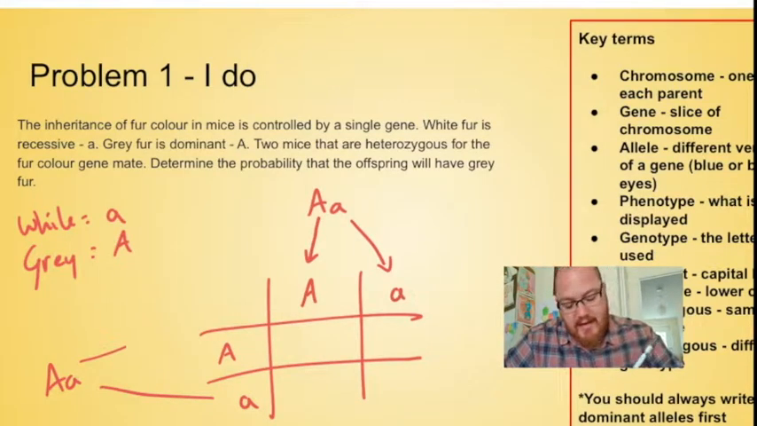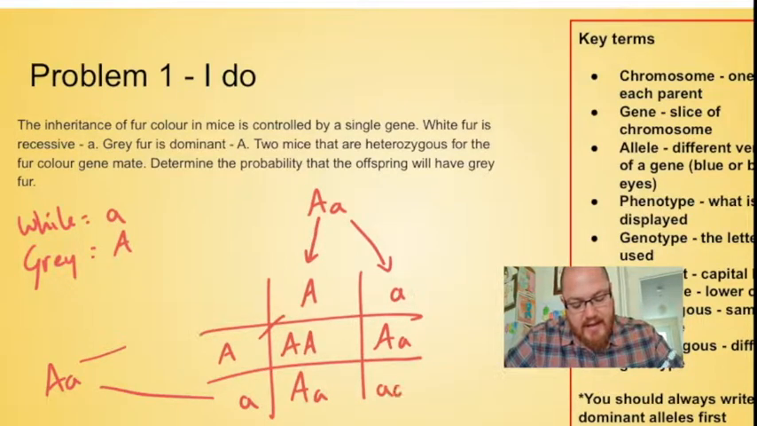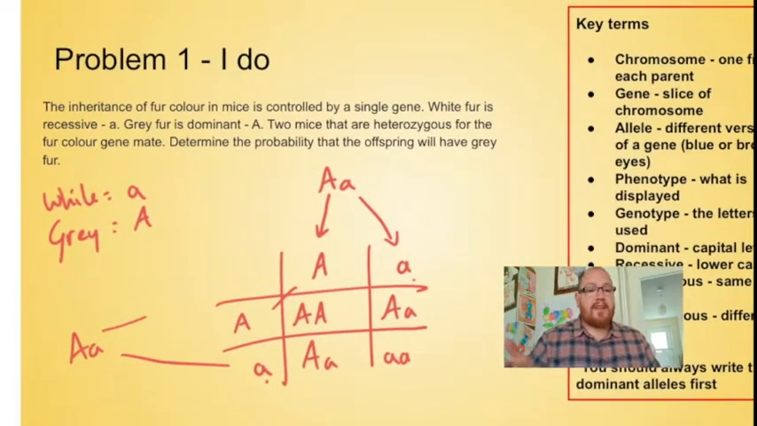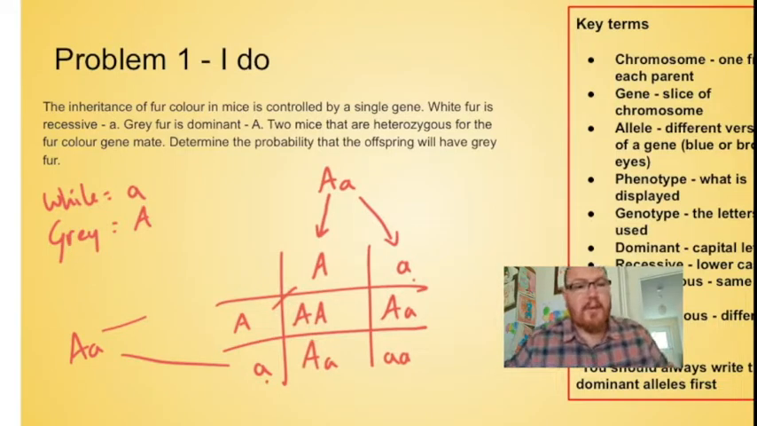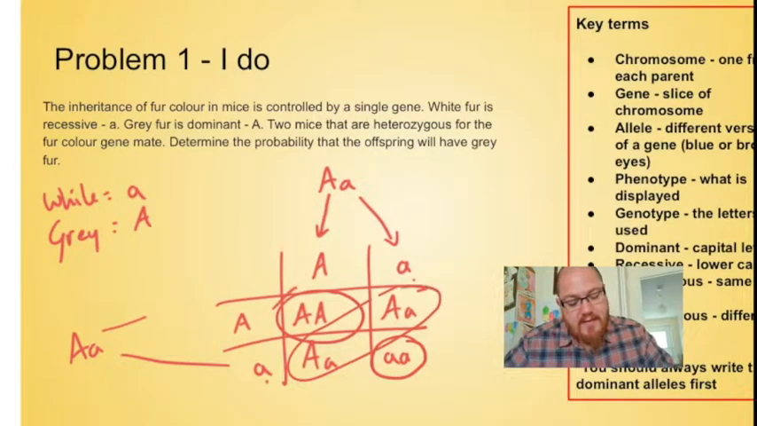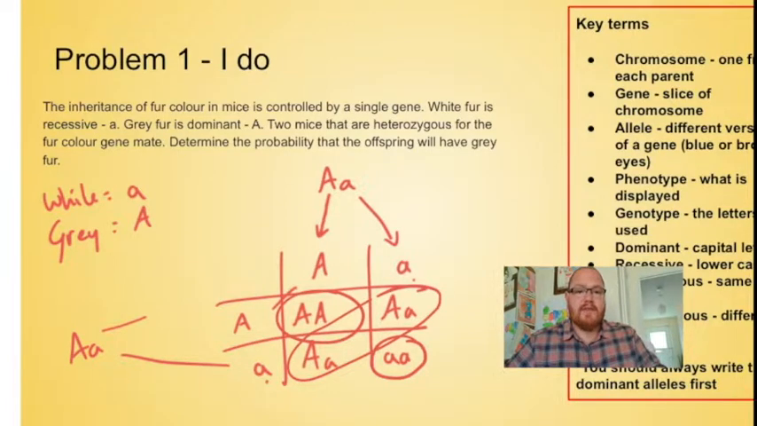So I've got my big A, little a. When I cross these now, big A, big A, big A, little a, I get my big A, little a there, and then little a, because I've got little a there. And now I've completed my genetic cross. I can interpret my genetic cross now. So, 25% is homozygous dominant, 25% is homozygous recessive, and 50% is heterozygous.